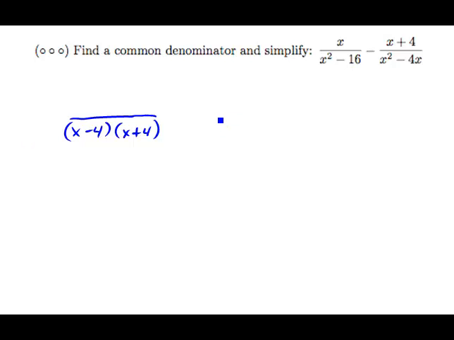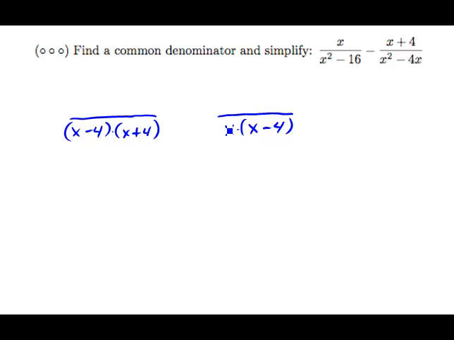The other fraction has x squared minus 4x. This is not a difference of two squares, but I do see an x common to both terms. So I would factor the x out. So I would end up with x times x minus 4. And I've at least succeeded in writing these as products. There's a product of two things here and a product of two things here.